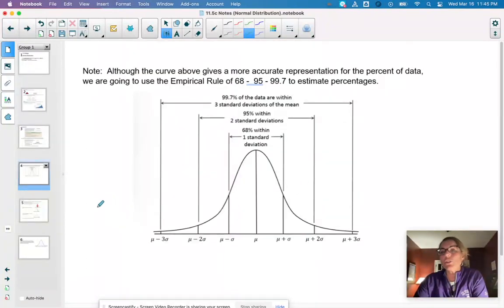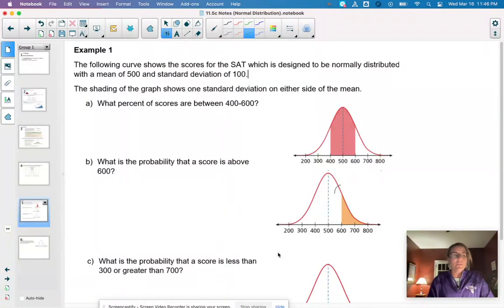Although the curve that we just looked at is a more accurate representation for the percent of data, we are going to use the empirical rule of 68, 95, 99.7 to estimate percentages. As you can see here, there's the mean. So again, 68% of the data is within 1 standard deviation, 95% within 2, and 99.7% within 3 standard deviations of the mean. We're going to do this example.